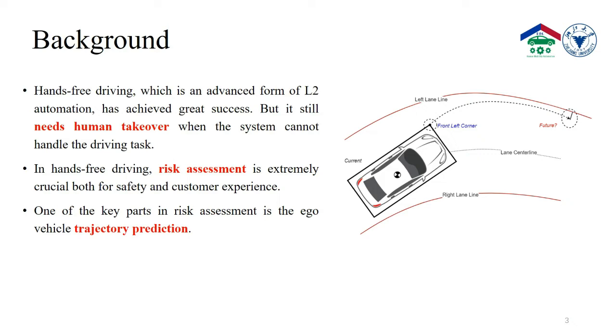Taking the lane keeping scenario as an example, if the prediction of the vehicle's future trajectory is out of the current lane, then the system should warn the driver to take over. Therefore, one of the key parts in risk assessment is the ego vehicle trajectory prediction.